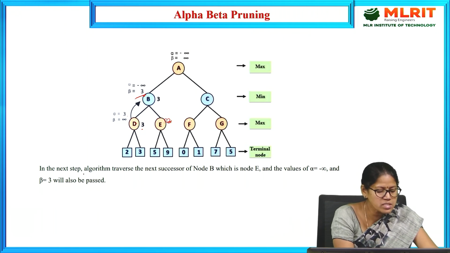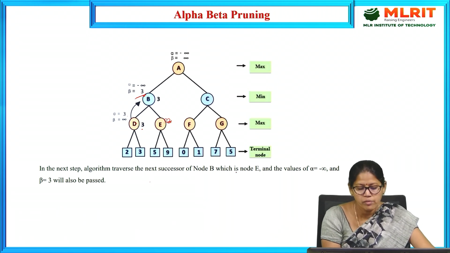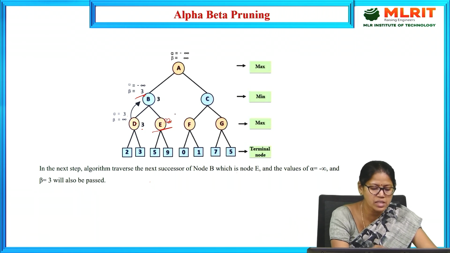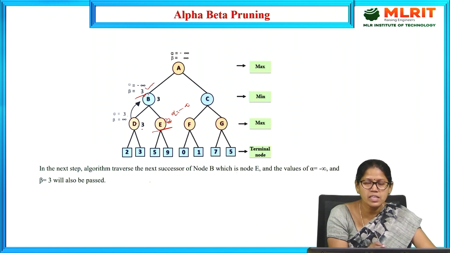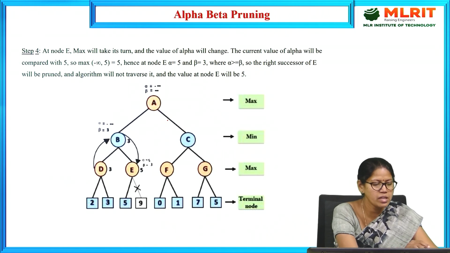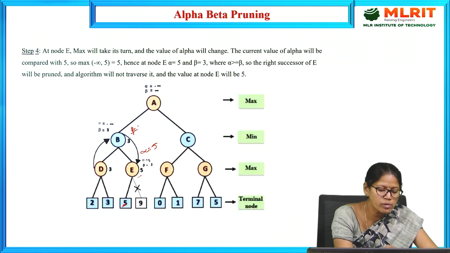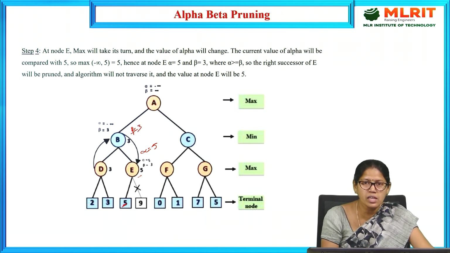Okay, in the next step, the algorithm traverses to the next successor of node B, which is node E, with alpha equal to minus infinity and beta equal to 3. Beta is already taken, but it is not fixed, and will also be passed. At node E, it will first take 5 as the value of alpha, alpha equal to 5. But what is the beta value? Beta is 3. Now it will check the condition.